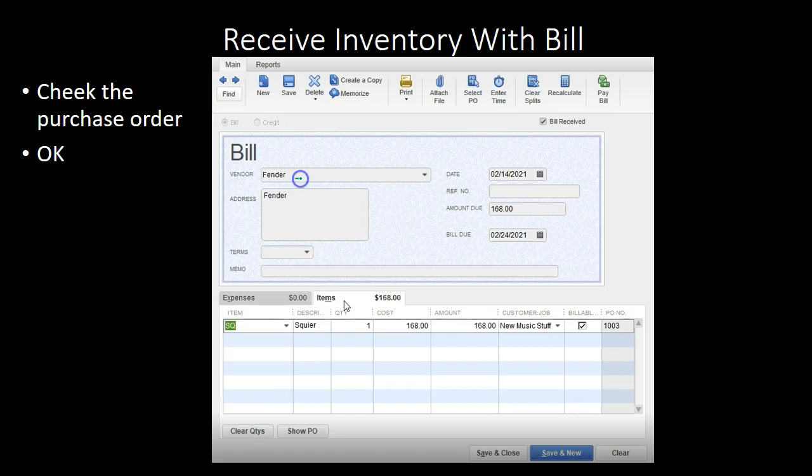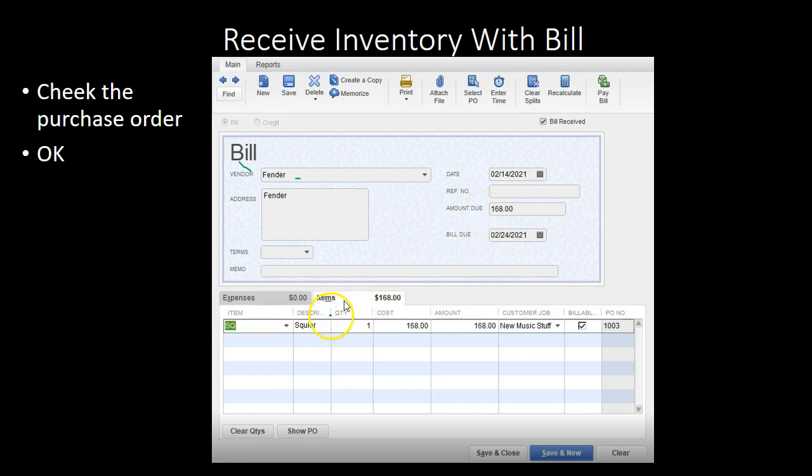So we just have the vendor. It looks a lot like a check, of course, except that a check would be decreasing the checking account. A bill means that we're going to be doing something to accounts payable, a liability account. So we've got the vendor here, we've got the date, we've got the amount, and then the bill date.